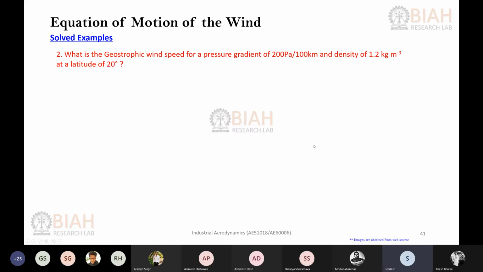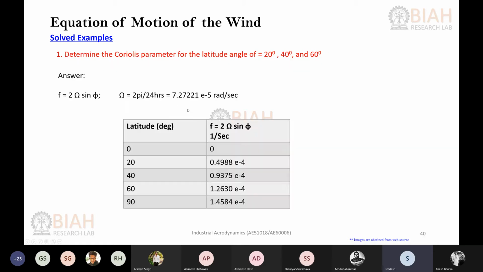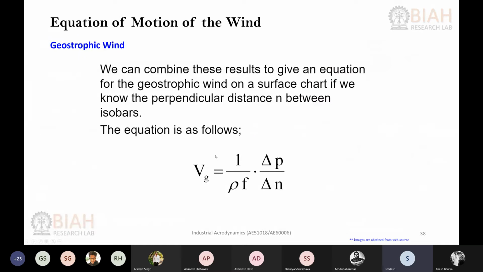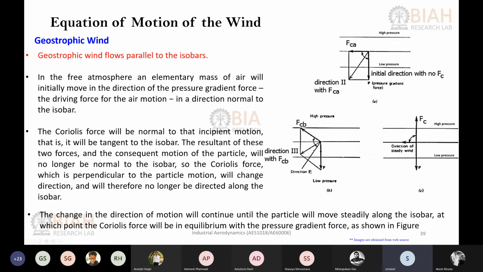Then let's go to the next one, where you need to use this equation. Vg is your geostrophic wind speed, which is 1 by rho f del p by del n. Please try to note it down or take a snap. Rho is the density of air, f the Coriolis parameter, and this is your pressure gradient. Now, can you solve this?